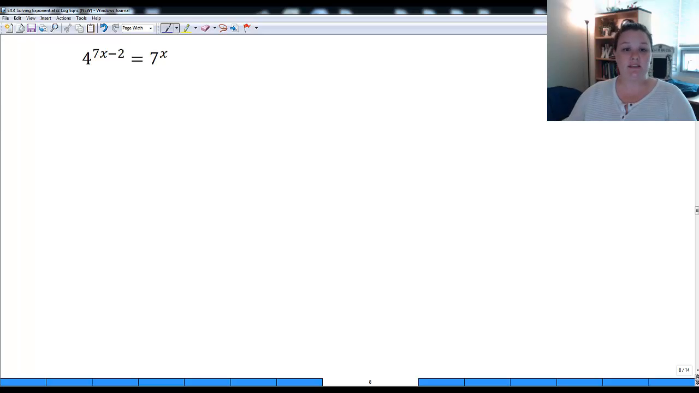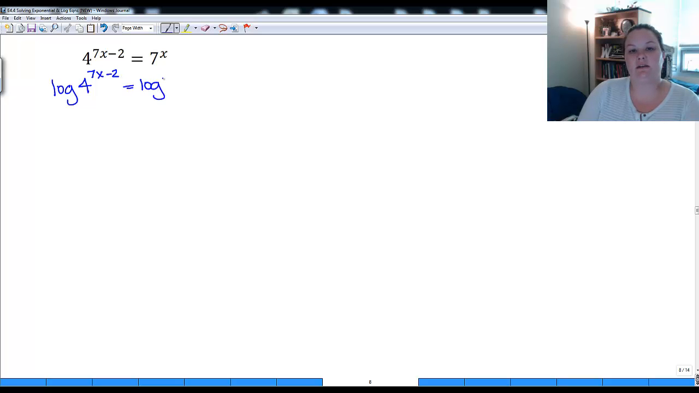All right, so on this one, notice 4 can't be written as base 7, 7 can't be written as base 4, so we're just going to use our common log. So I'm going to take log of 4 to the 7x minus 2 is equal to log 7 to the x. The reason I need a log is so that I can take this exponent and bring it down as a coefficient. And I want to do the same thing on this side because I have unknowns in both exponents.